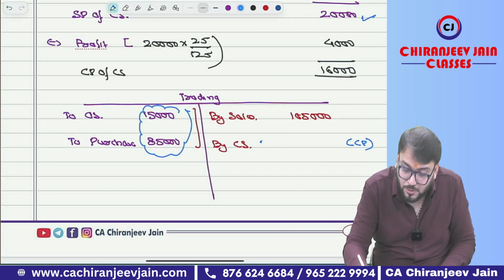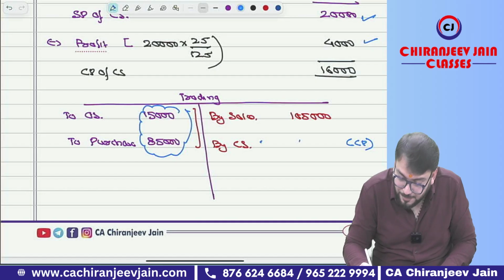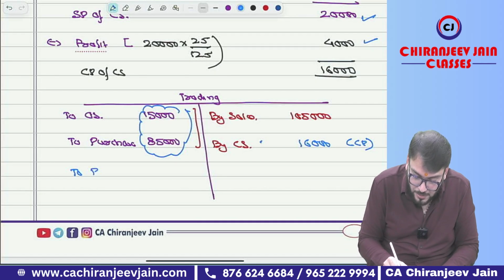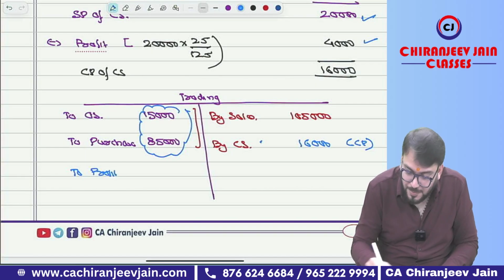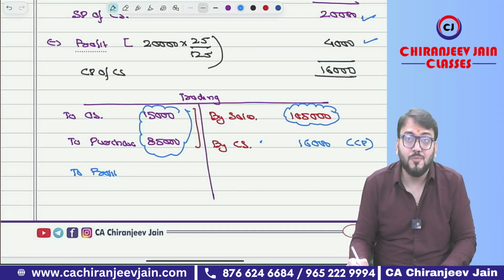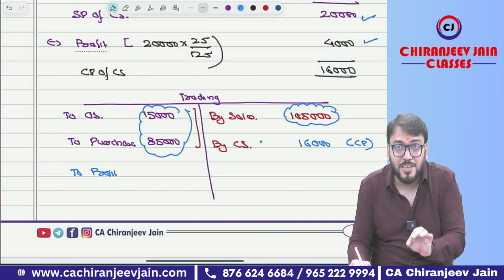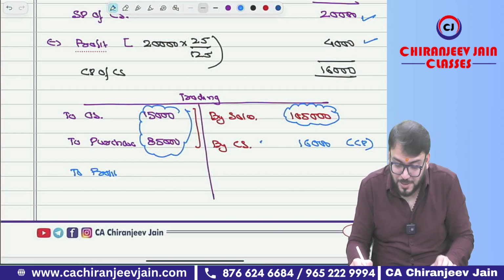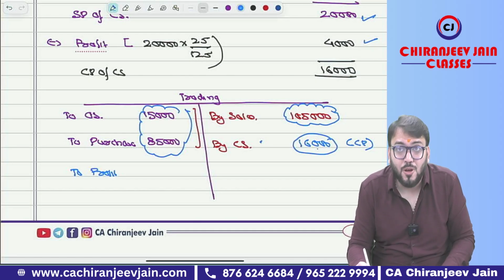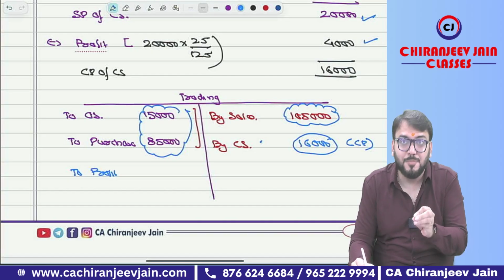So this 20,000 includes how much profit? 4,000. It means cost price is 16,000, and your profit is only how much? Your profit will be this minus this. Means you can earn profit only on sale. So therefore, we measure closing stock at cost price. Therefore, we deduct profit from the closing stock. And closing stock is measured at cost price.